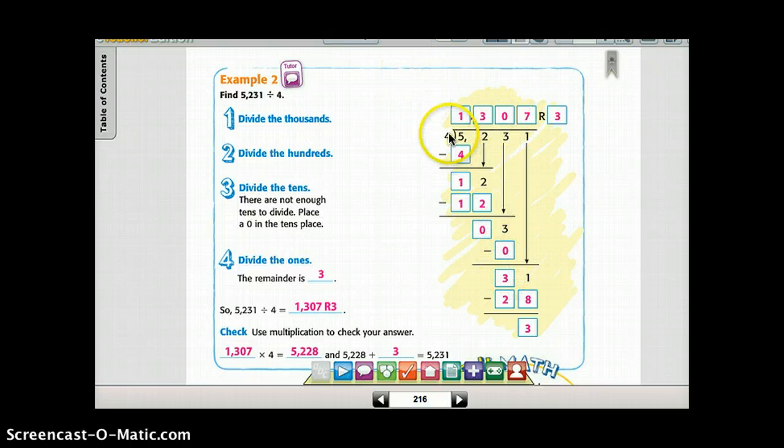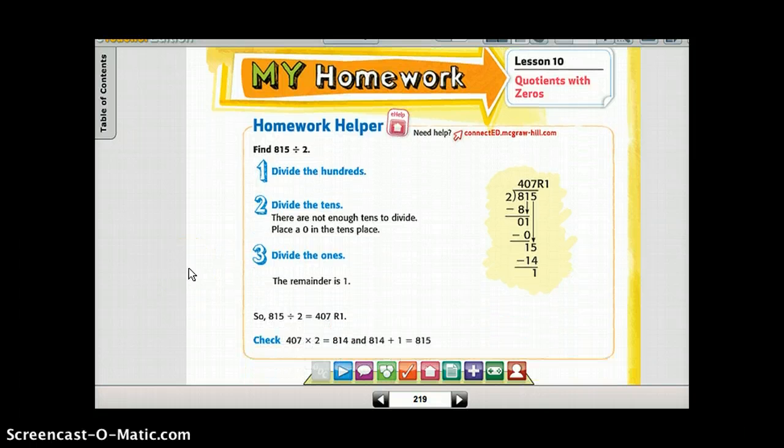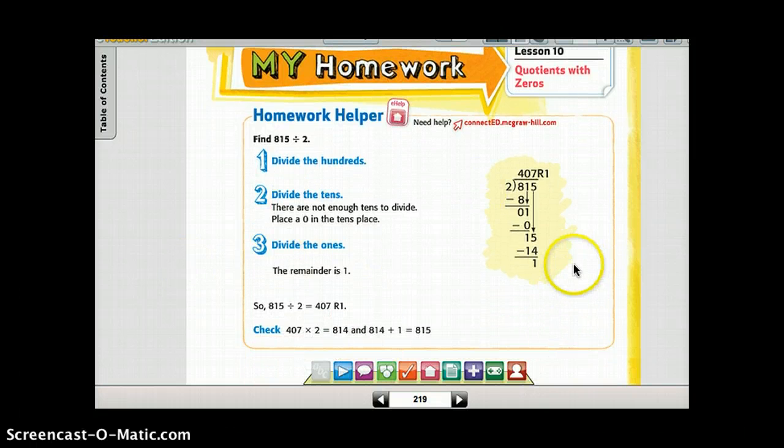And then make sure you're always checking it, because if you check 1,307 times 4 plus the remainder of 3, you will get the dividend. And if you messed up and maybe you got 137 and then you times it by 4, you wouldn't get the dividend. So you would know you did something wrong. Okay, lastly on page 219, there's a homework helper that will walk you through the steps too.